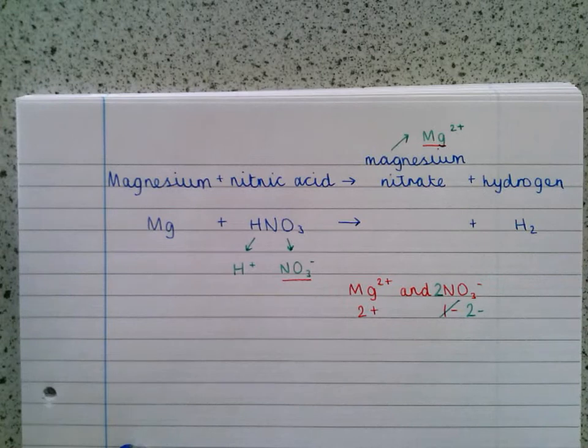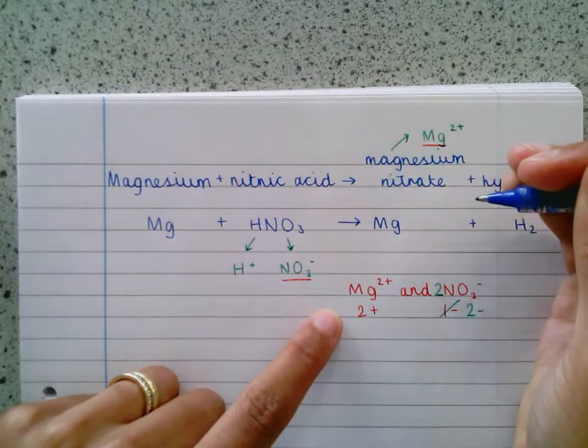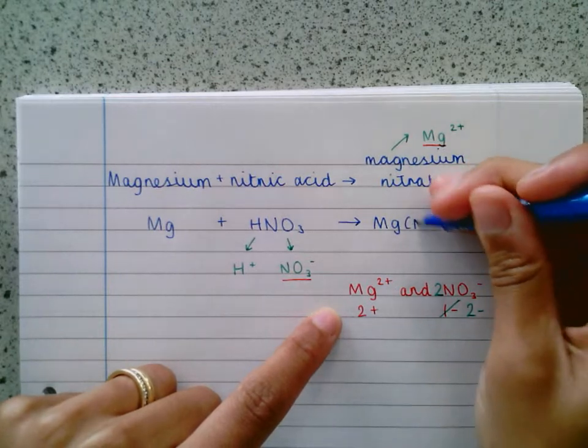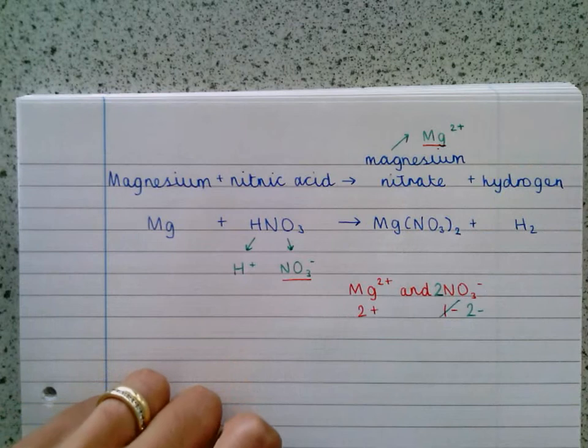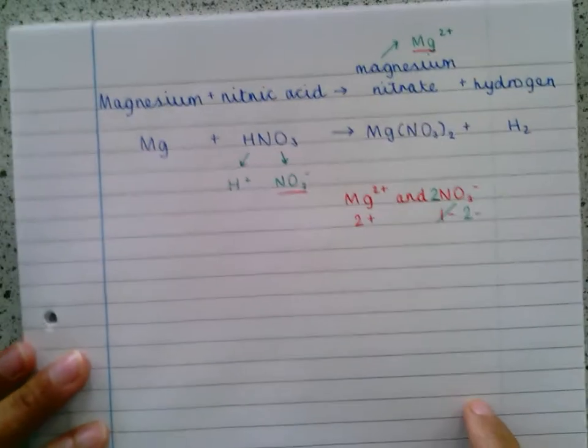You don't put the Mg in brackets, fantastic, because we only need 1 of it. Then what should I do? Brackets NO3, close brackets, 2. Amazing. That's so fantastic that you got that. Should we do another one of those?